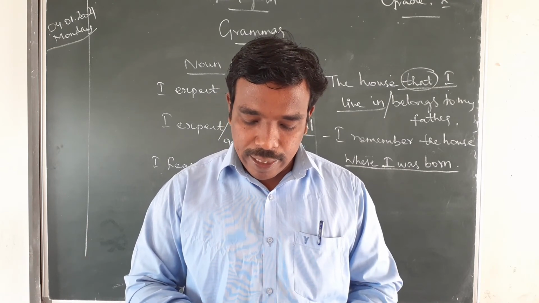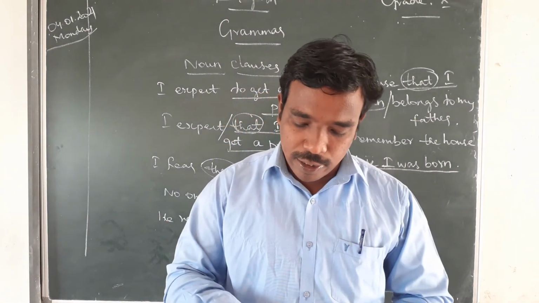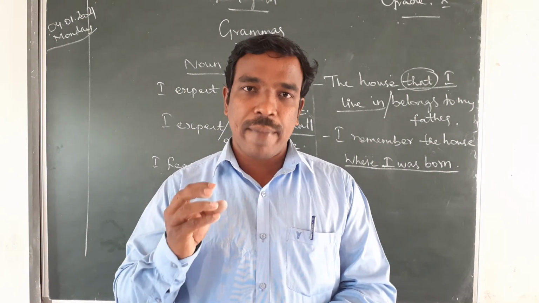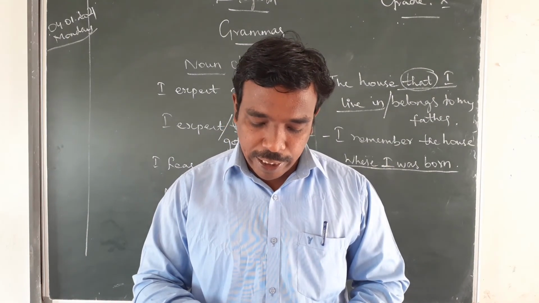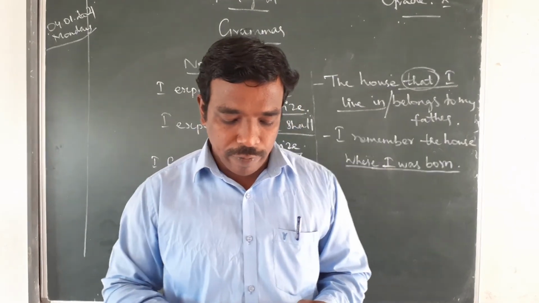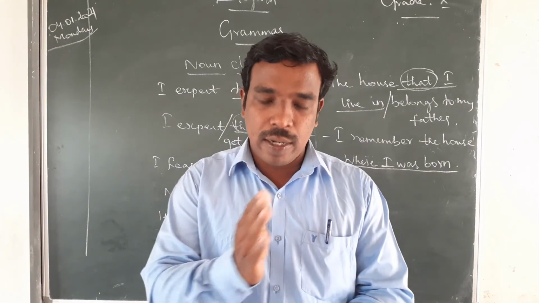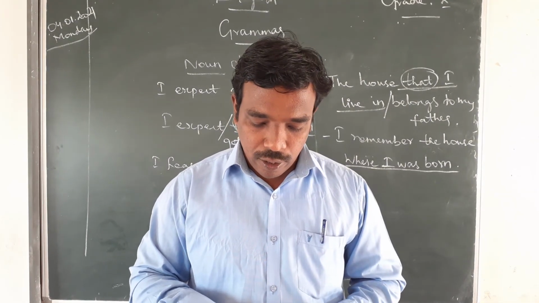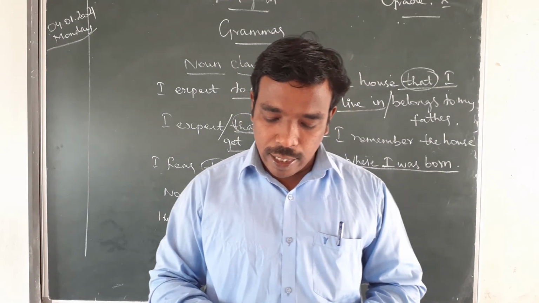Ram bought a pen that does not write well. Ram bought a pen is the main clause. That does not write well is an adjective clause. It describes the noun pen. Next: come back as soon as possible. Come back is the main clause. As soon as possible is an adverb clause.